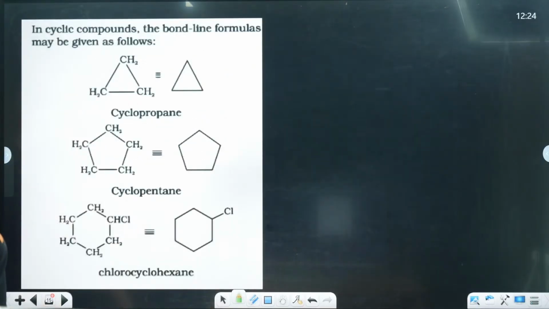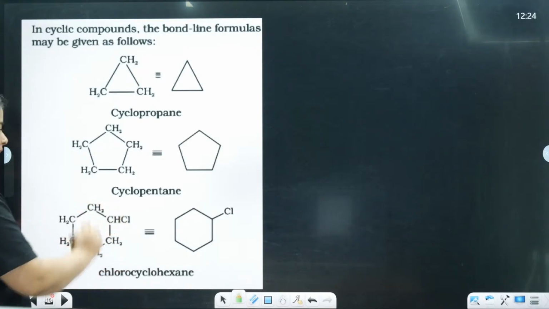Clear? Next, in cyclic compounds, the bond line formulas may be given below. Here is cyclopropane, how the things will be working out. See, here they have given hexane also. If you remove the chlorine, then it will be benzene itself. So this is how the structures are.